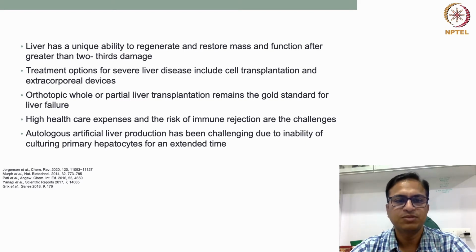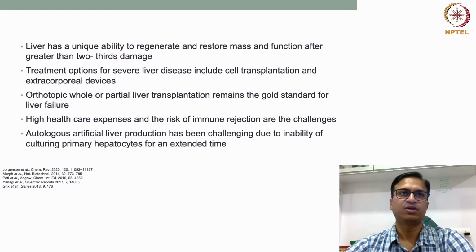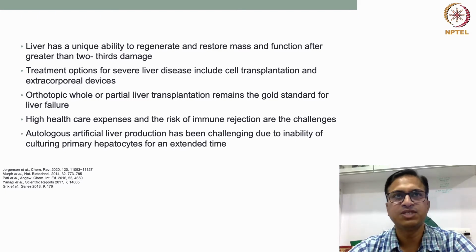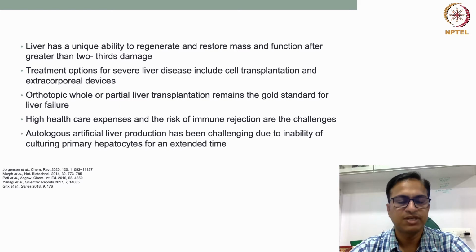For several severe liver diseases, treatment options include cell transplantation and extracorporeal devices, used with some amount of success. But whole orthotopic liver or partial liver transplantation remains the gold standard for liver failure, because if the damage is more than two-thirds of the liver, then the liver cannot regenerate by itself, and at that time transplantation is the main option.